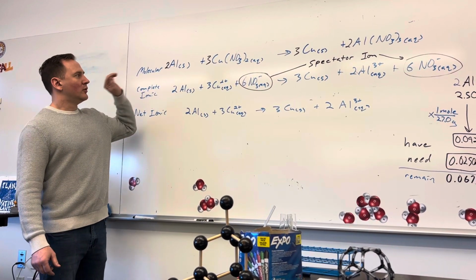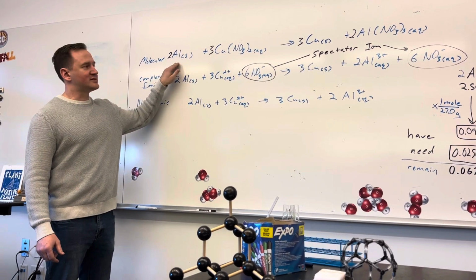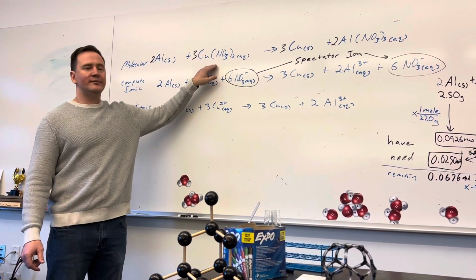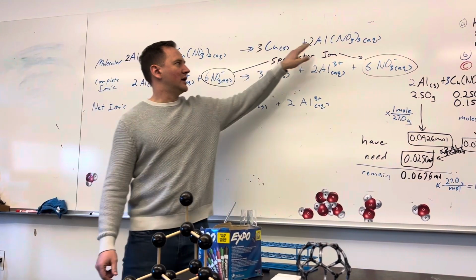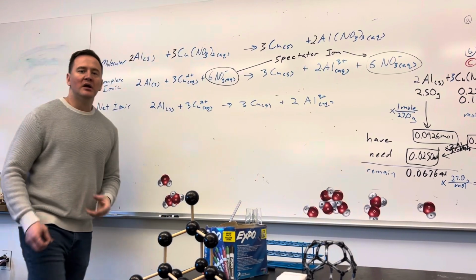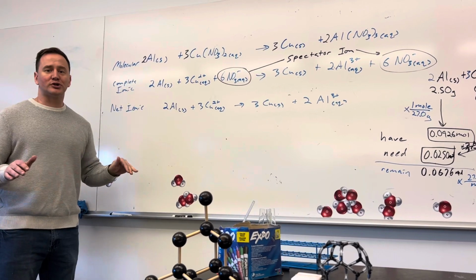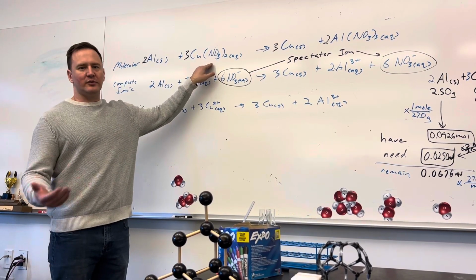But for now, we just have one element displacing another, and in this case, it's a metal that's displacing another metal. So aluminum reacts with copper nitrate, and it displaces the copper to make copper solid and aluminum nitrate. And I just want to point out that when you have a metal that's in an elemental form, it's going to have no charge. But if it's part of an ionic compound, then it's going to be charged.